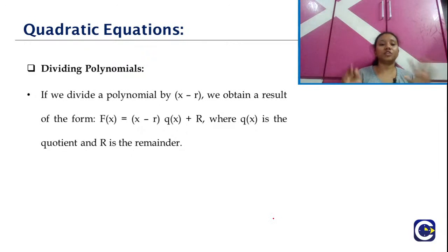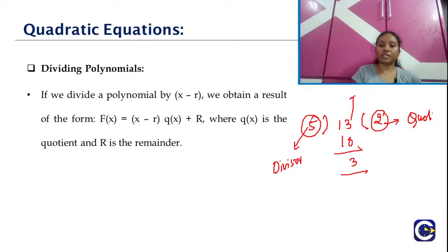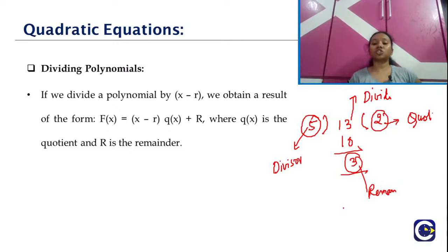Let me give you a numerical example. Let me take the number 13 and divide it by 5. Then it will be 5 into 2, 10. What is the remainder? 3. So this 5 is called the divisor, 2 is called the quotient, 13 is called the dividend, and 3 here is the remainder. We stop this division when my remainder is less than my divisor.